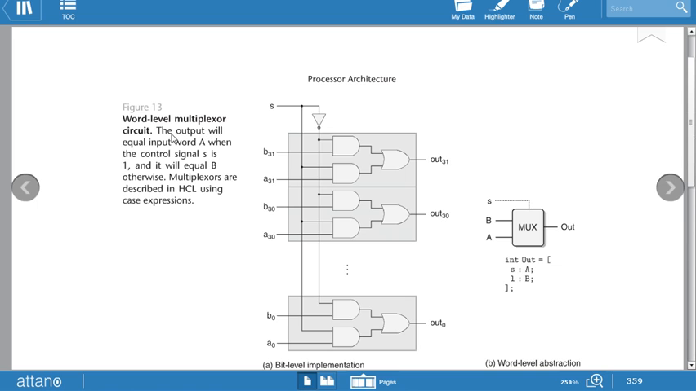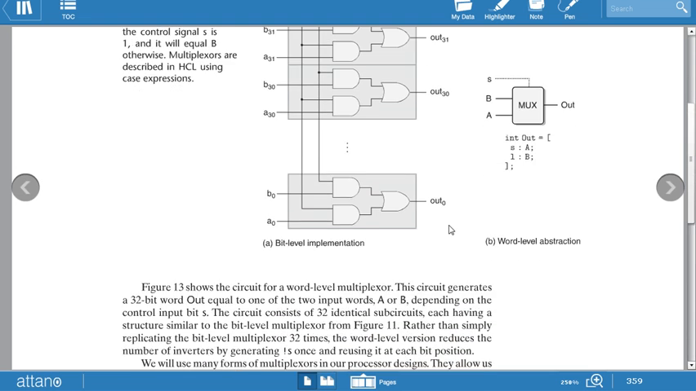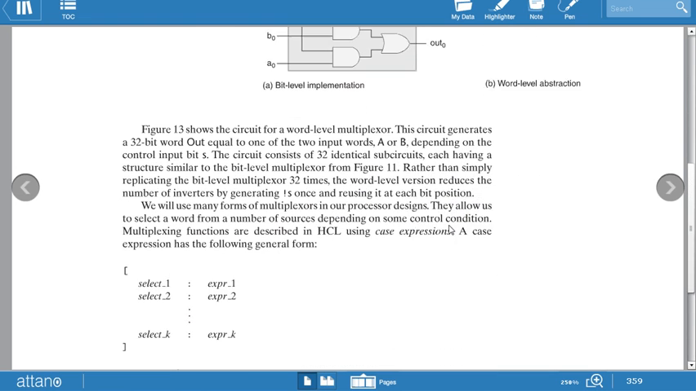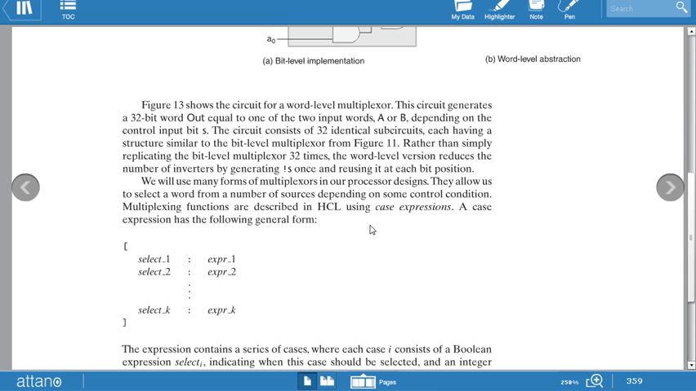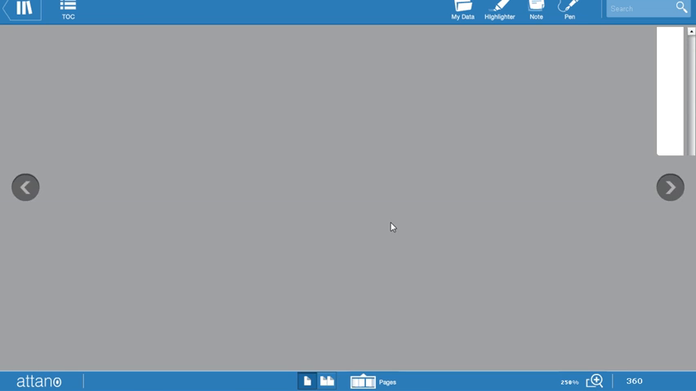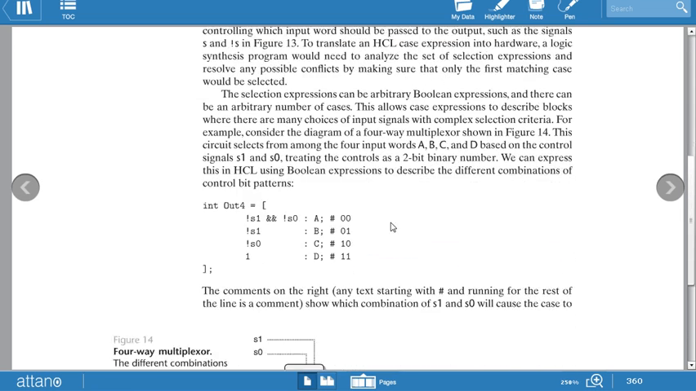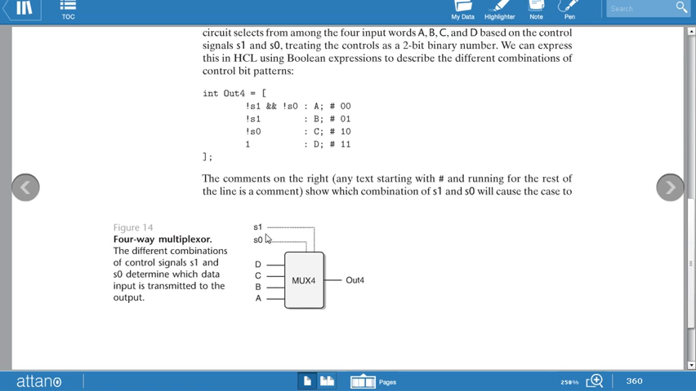There is a word level multiplexer circuit. This is used for S, this is used for S not. These are the AND operation, and this is the OR operation. This is the bit level. This is the word level. These are the select statements as we use in the C language. This is the case expression. These are the same values which I have discussed with the help of PPTs.